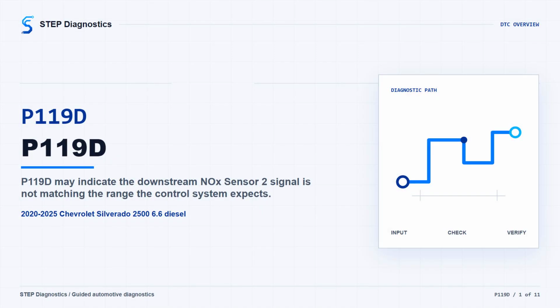On this Silverado 2500 with the 6.6 diesel, P119D points us toward the NOx Sensor 2 side of the aftertreatment system. In plain language, the controller may be seeing that downstream NOx sensor signal fall outside the range it expects. The truck may turn on an emissions warning, may affect aftertreatment-related operation, or may simply store the code with no obvious drivability complaint. Broadly, possible fault areas can include the NOx Sensor 2 circuit or sensor, related engine and aftertreatment inputs, induction leaks, or exhaust and turbocharger issues that can skew what the sensor sees.